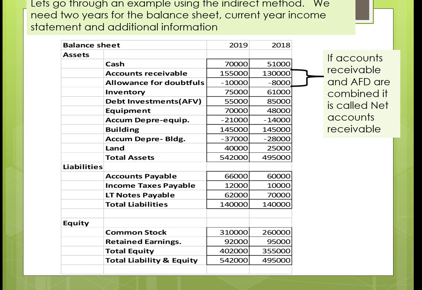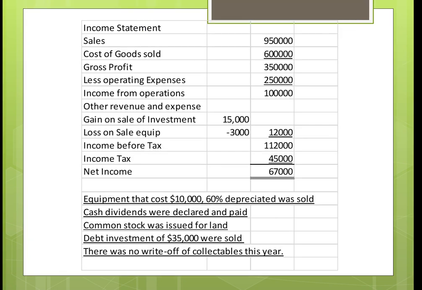Now, here is our trial balance that we're going to work with, and what we're trying to do whenever you're doing a cash flow statement is you're trying to explain the difference between the beginning of the year and the ending year cash. Also, if you have accounts receivable, always try to combine it and it's called net accounts receivable. We also, to do a cash flow statement, we need the income statement.